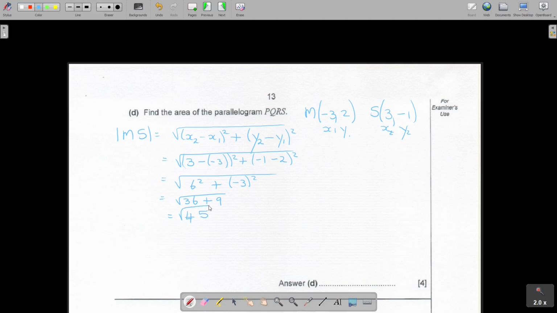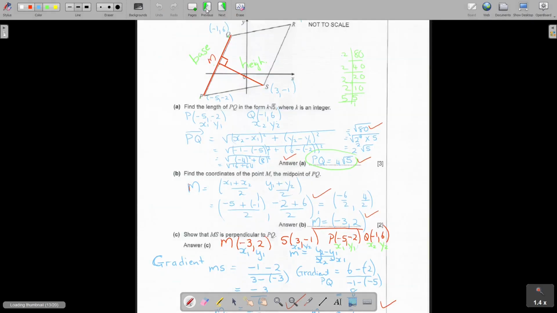Leave it. Now, don't forget that I said the area of a parallelogram. What is the area of a parallelogram? I showed you on page 502. And that was base times height. So can I just go to the previous page?